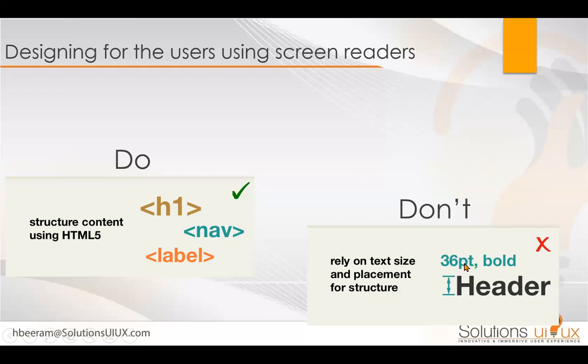So we should not rely on text sizes like 36 point bold or something like that. Using dynamic fonts, EMs, relative measures, and all of that, REMs and EMs, will help to increase the sizes dynamically.